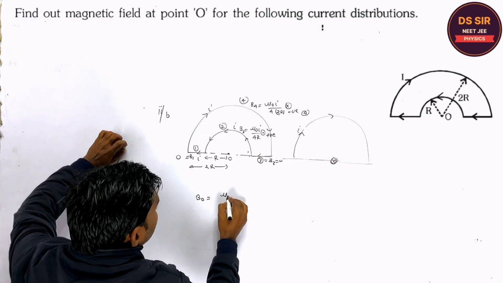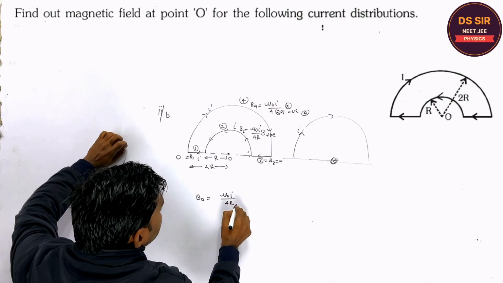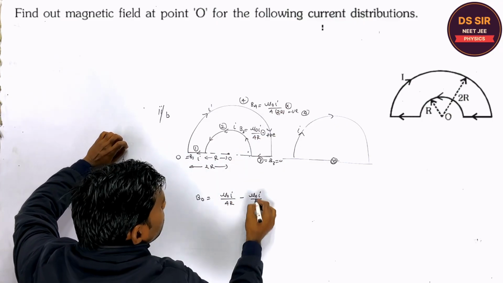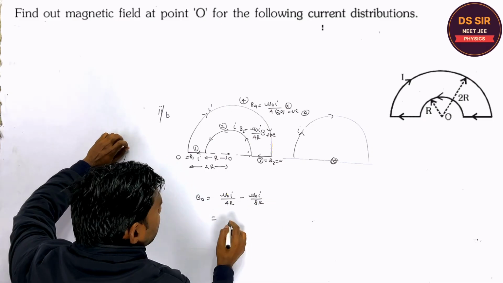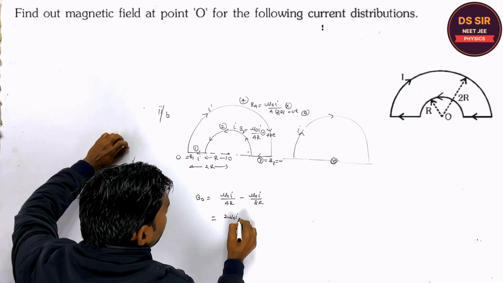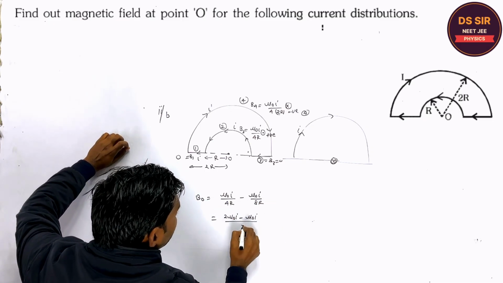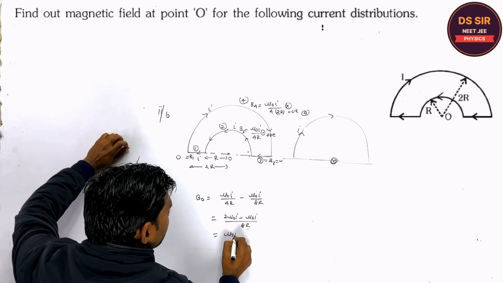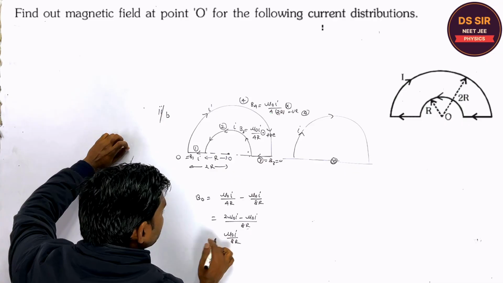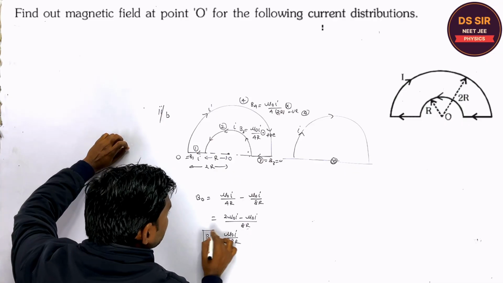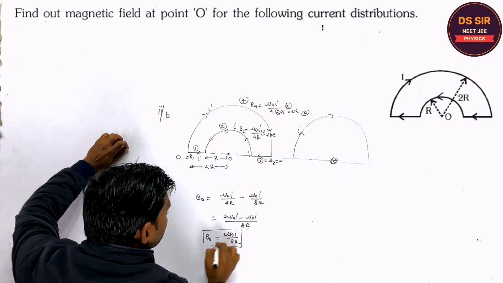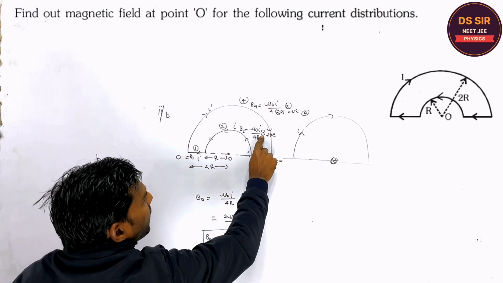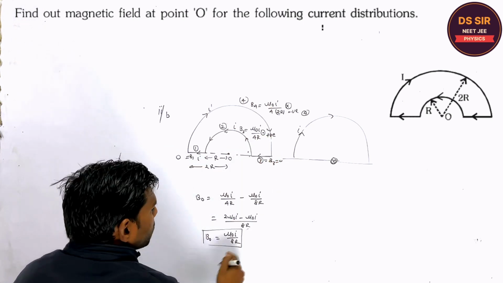So what is the B net? This is mu naught I upon 4R, positive, minus mu naught I upon 4 into 2R, that is 8R. Right? So 2 mu naught I upon, if you take the 8R LCM, fine. Mu naught I upon 8R, this is the B1. Right? And what is the direction? Say the direction is positive, meaning out.